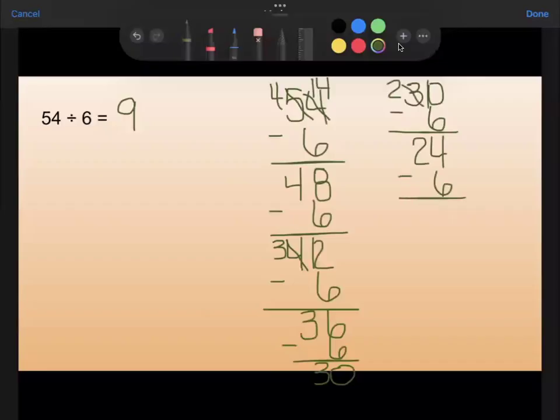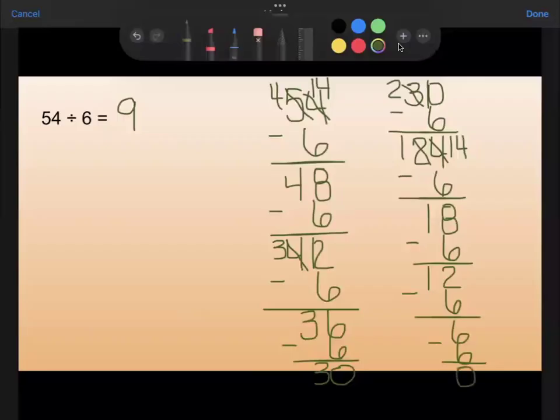So notice every time I'm subtracting a 6. I can't take 6 away from 4, so that becomes 1, making this 14, so that's 8. Then I subtract a 6, which gives me 12. I subtract another 6, which gives me 6. And I subtract one more 6, and I'm down to 0.